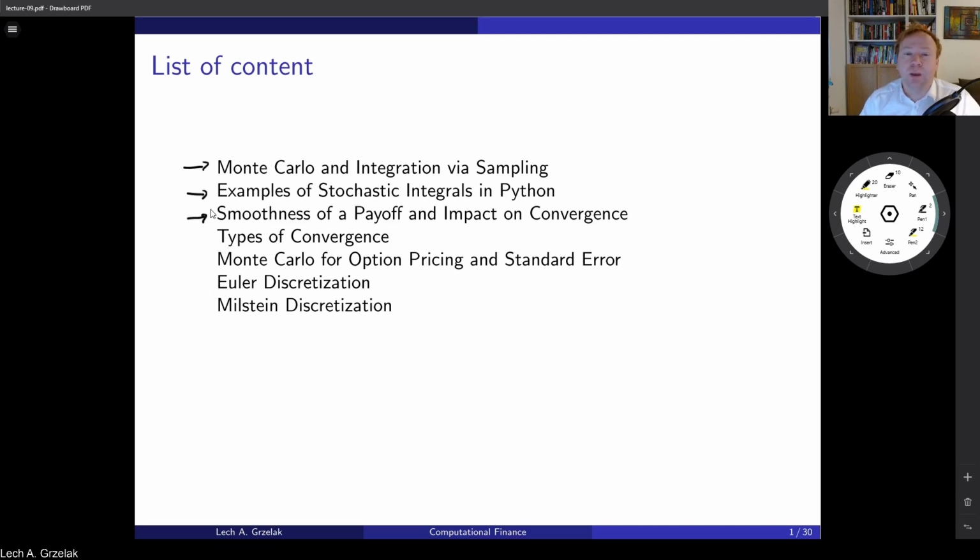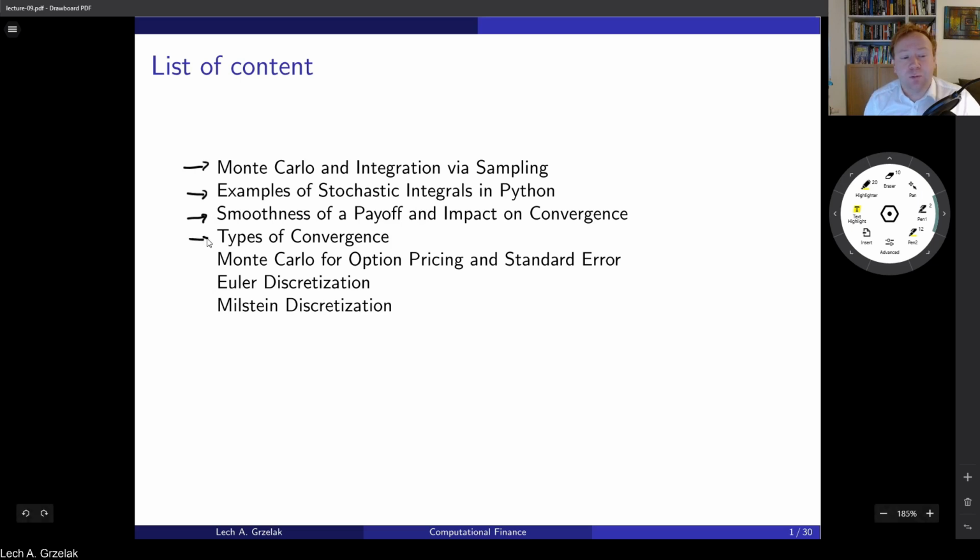So as you can imagine, if you have a function which is continuous and nicely smooth, your speed of convergence can be much better than if you consider a payoff which is digital. This means it's not smooth, it has jumps, like an indicator function. Then we have to put some attention on how to achieve good quality results and how to monitor that. This I'm also going to present in today's lecture.